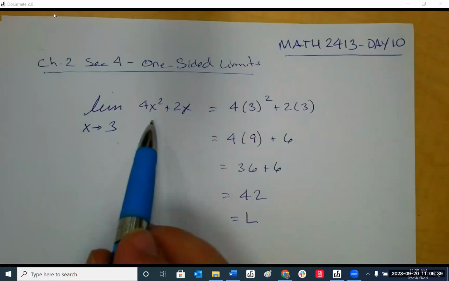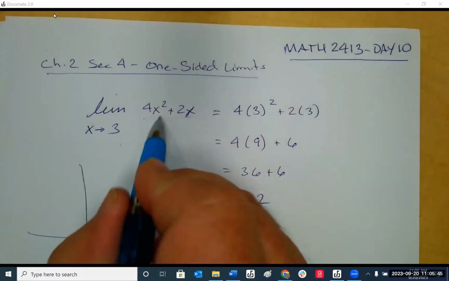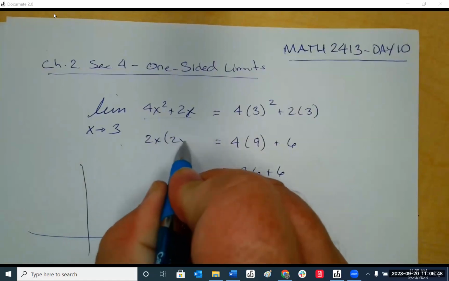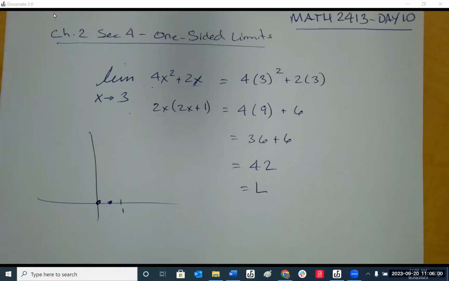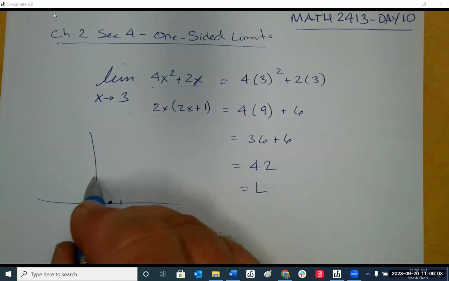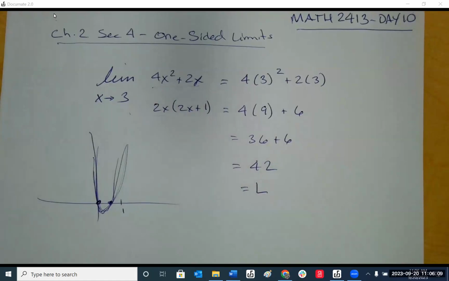So, and this is a continuous function. Because if we graphed it, we know it's going to be, we could take out a 2x. So the intercepts are going to be at 0 and 1/2. It's a positive function, so it opens up like this. It's a continuous function. It goes everywhere. It doesn't have a point. It's a smooth curve, so it has derivatives everywhere. And we can find the limit at any point.